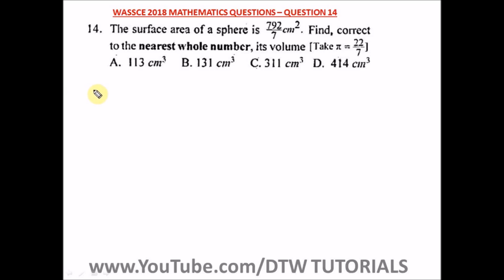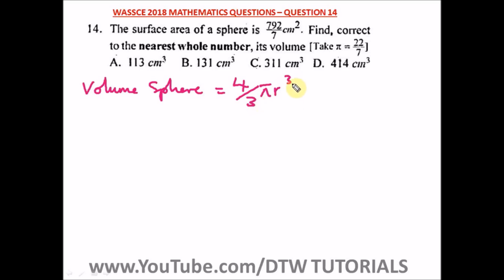Question 14 of the WASSCE 2018 Mathematics Past Question, that's a WAEC exams. It says the surface area of a sphere is 792 divided by 7 centimeters square. Find correct to the nearest whole number its volume. Okay, so we're to find the volume. And what's the formula to find the volume of a sphere? The volume of a sphere is 4 divided by 3 pi r cube.